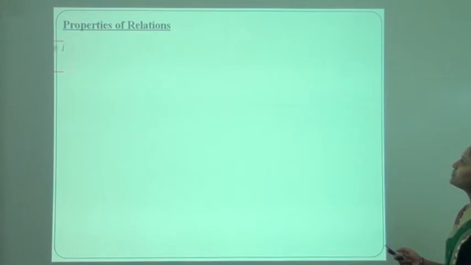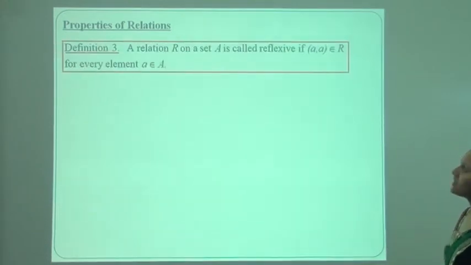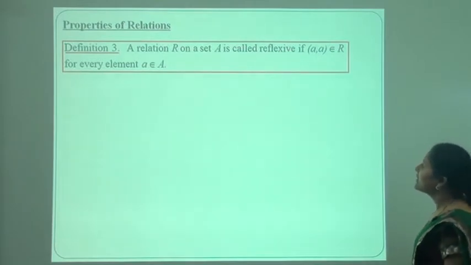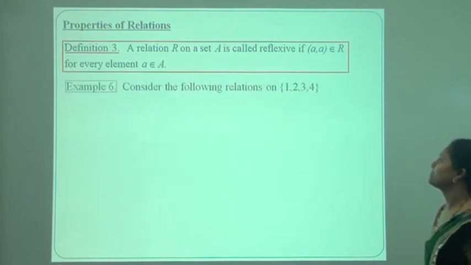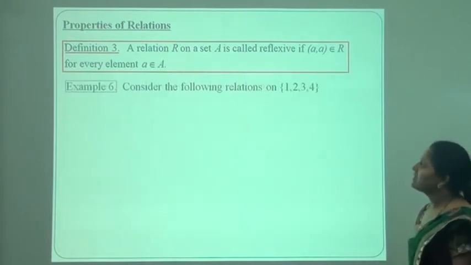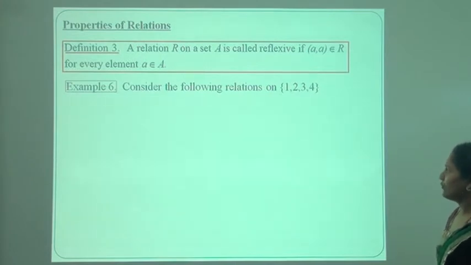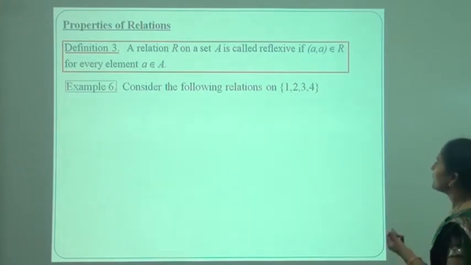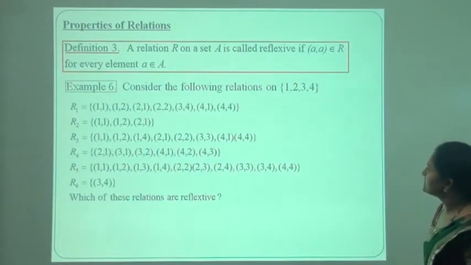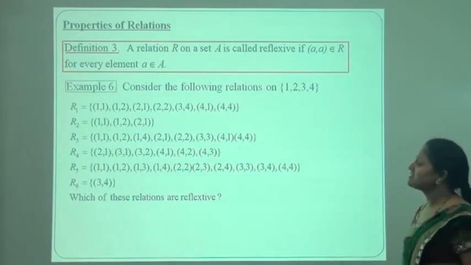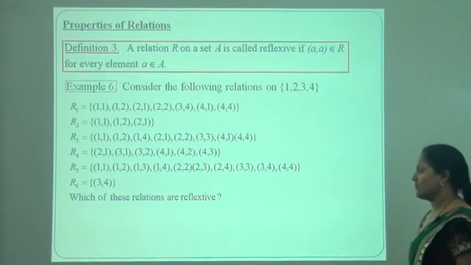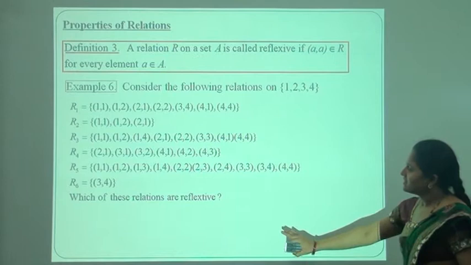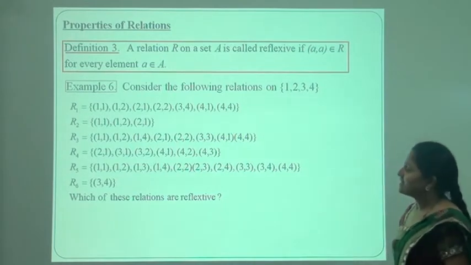Now, properties of relations. This is the first property: a relation R on a set A is called reflexive if (a, a) belongs to R for every element a belonging to A. Consider this example where {1, 2, 3, 4} is the set. We have to find the relations on this set. Let these be the six relations R1, R2, R3, R4, R5 and R6.